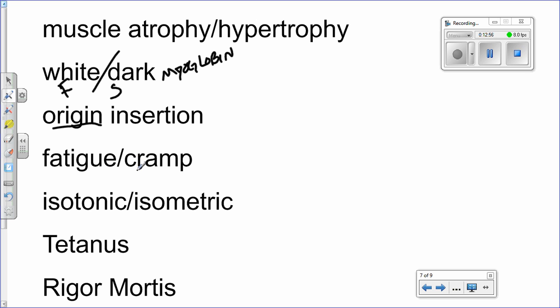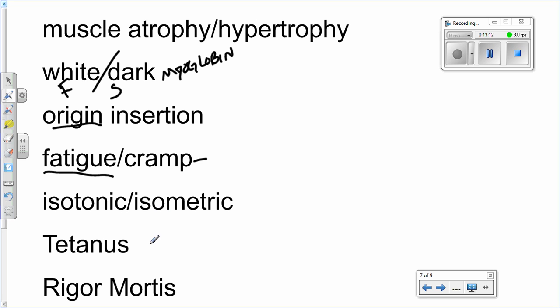Fatigue and cramp are things that you need to be aware of as well. Cramp is when the muscles go into a fixed, overused situation. Generally, this can be because of dehydration or minerals. Fatigue is after the muscle has been used a long period of time, it tends to get fatigued.